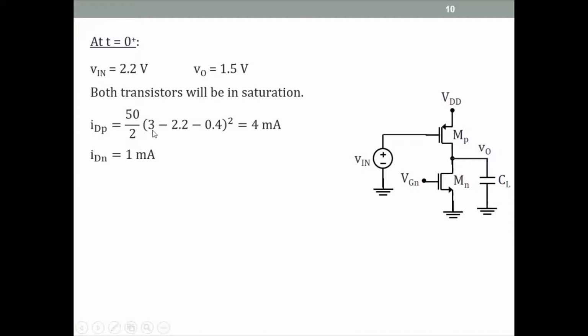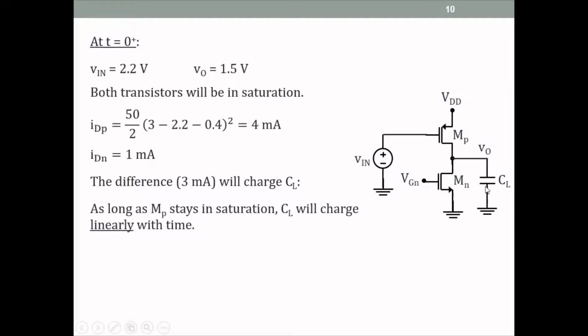For the PMOS, the gate source voltage is higher. It was 2.4, now it's 2.2. So 3 minus 2.2 will give us a larger drain current. We have a 4 milliamp drain current for the PMOS and 1 milliamp for the NMOS, so there is a difference of 3 milliamps. The 3 milliamps flows through the capacitor and charges it towards 3 volts or close to 3 volts.